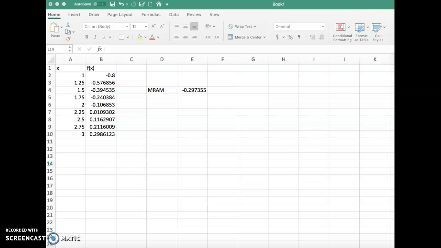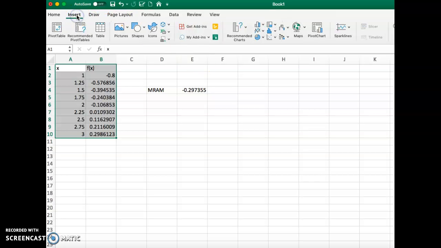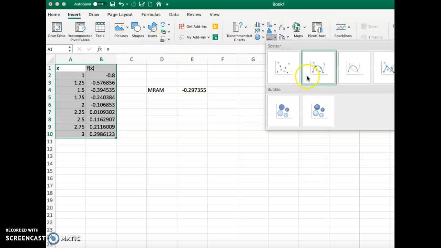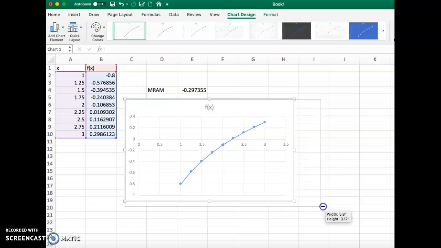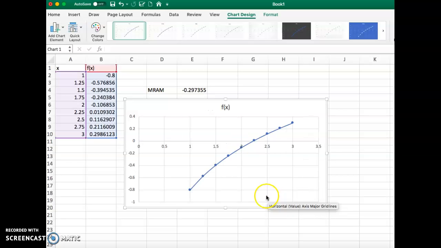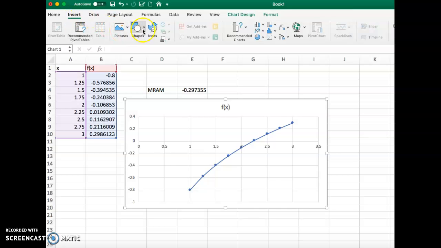with this problem. Now, if we actually take the data as I had said, and graph it, you can see that the function would look something like this from 1 to 3. So they wanted to do an MRAM. So if we do rectangles here and MRAM, we want the middle of the interval.